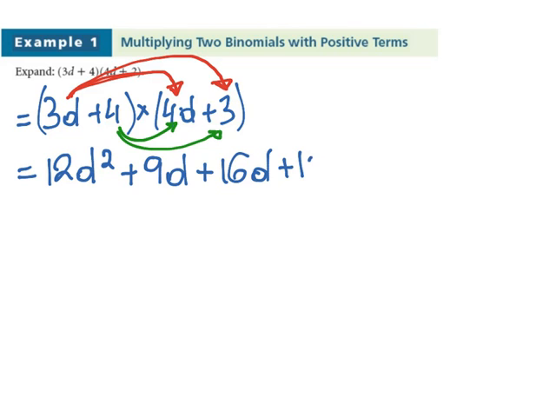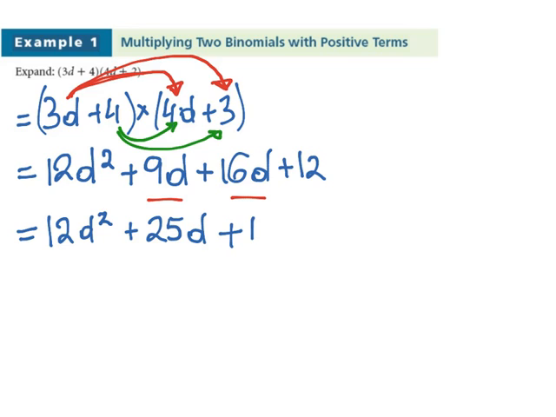So we finish expansion. However, we always have to collect the like terms. In this case, the like terms are the d terms. So we recopy 12d squared. And now we add 9 with 16, which is 15, not 15, but 25d. And recopy the 12. And this is your expanded and simplified trinomial.